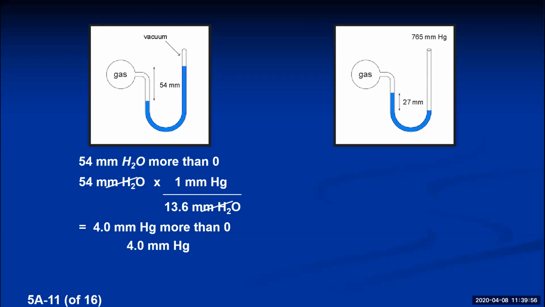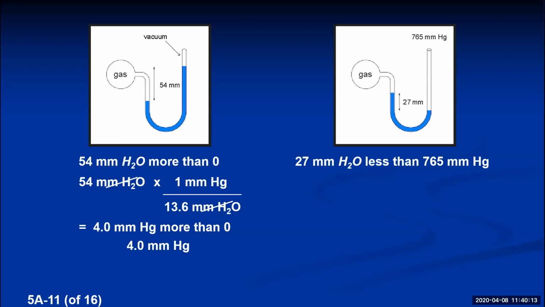So if you're going to subtract these two values here, we have to make the units the same. So first, realize that the pressure of the gas is less than the pressure of the 765 on the right side, because the level of water is higher on the gas side, it's lower on the atmosphere side.